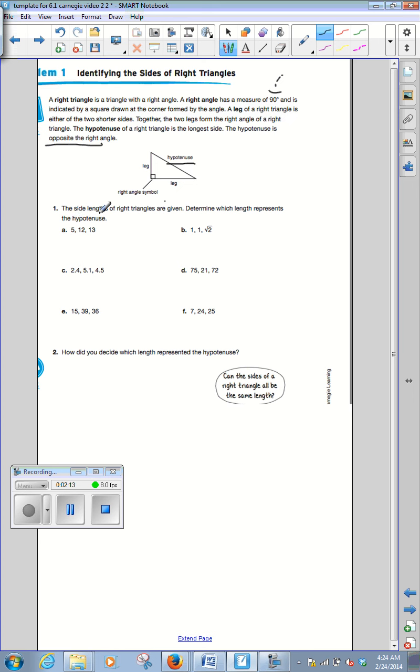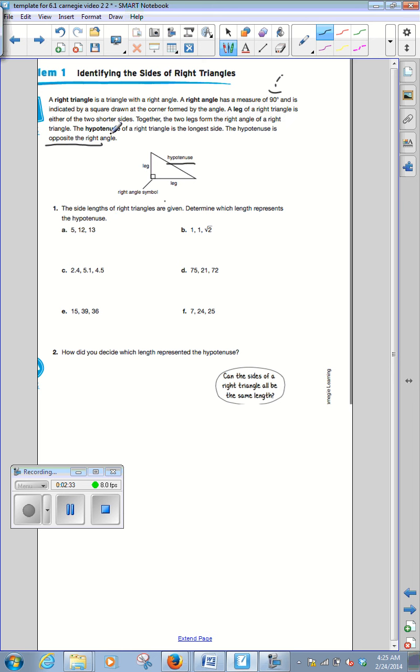Number 1 asks, the side lengths of a right triangle are given. Determine which length represents the hypotenuse. Do not just copy this off of the video. If you haven't done it already, pause the video, try to work it yourself, and then check to make sure that your answer is correct. I'm assuming that's what you've done.